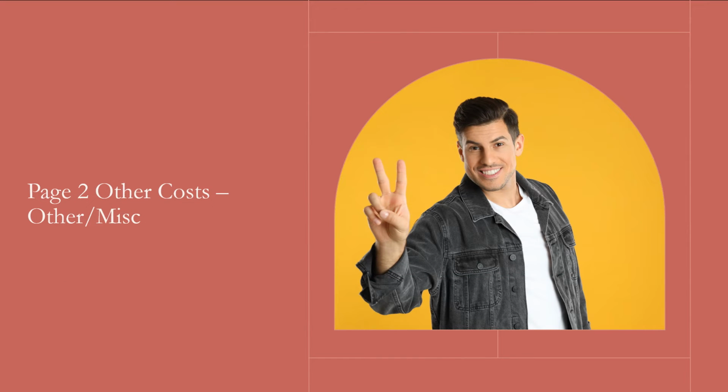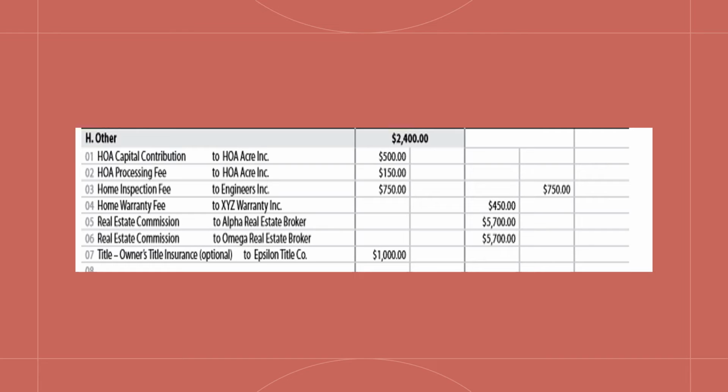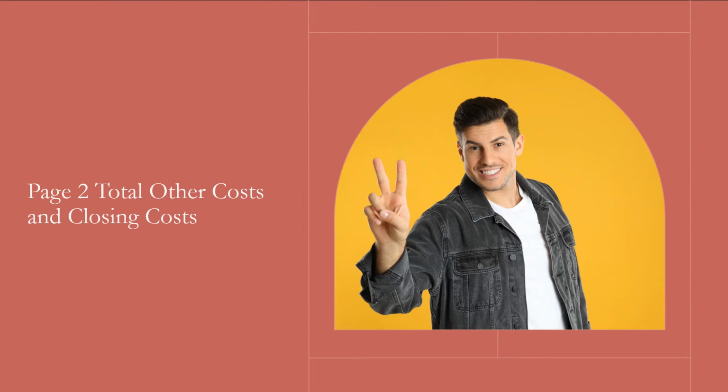And then the category of other costs would be things like the fees for HOA processing, maybe an application for the HOA, the home warranty fee, and then also the accounting of the real estate commissions and things like that. Those are all under the category of other costs. Until finally on page 2, we have our actual total of other costs and closing costs all brought down together with the summary. And again, those figures will match what is on page 1.